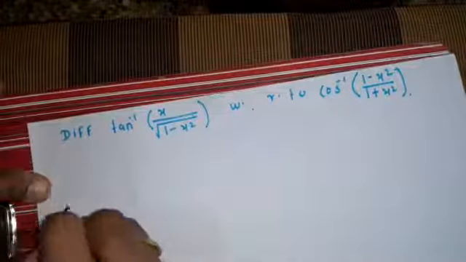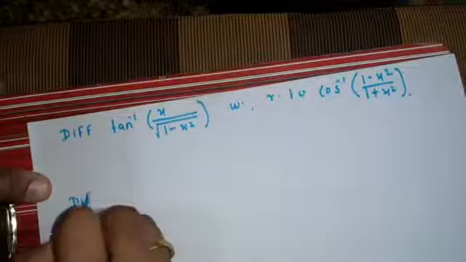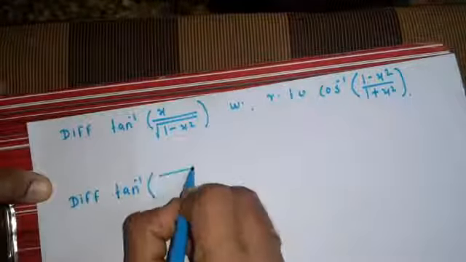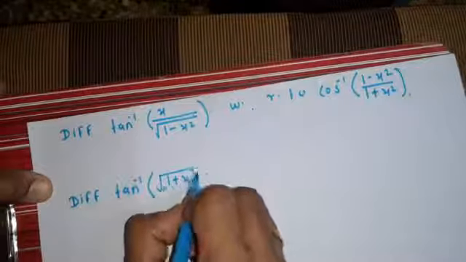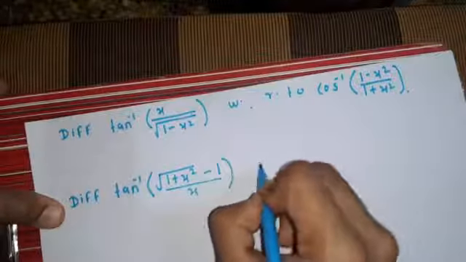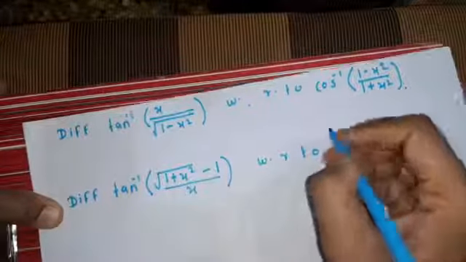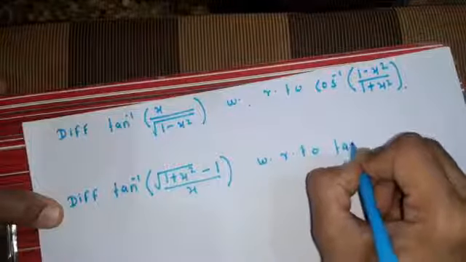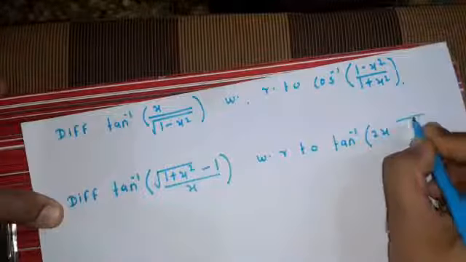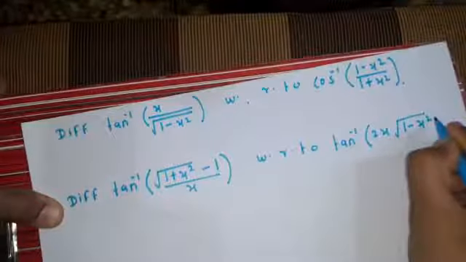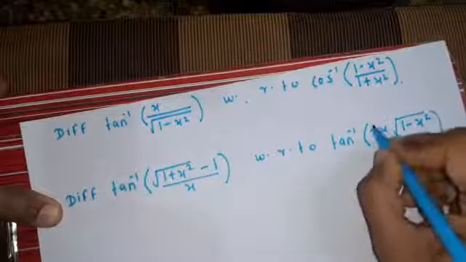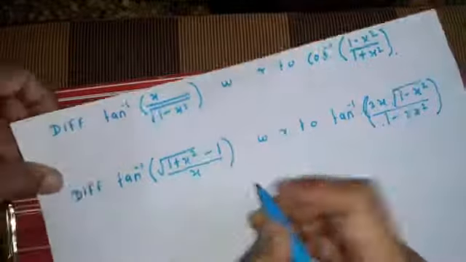And the next problem is, differentiate tan inverse of square root of 1 plus x square minus 1 upon x with respect to tan inverse of 2x into 1 minus x square upon 1 minus 2x square. Okay students, this is one problem.